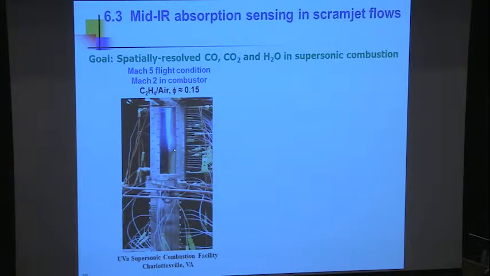So somewhere here they inject fuel. Here's high-speed, high-temperature air. Fuel is injected. There's some recirculation, and that causes stabilization of the flame. Now this Mach 5 flight condition corresponds to Mach 2 here. So that was the ethylene-air experiment, with an equivalence ratio of 0.15.